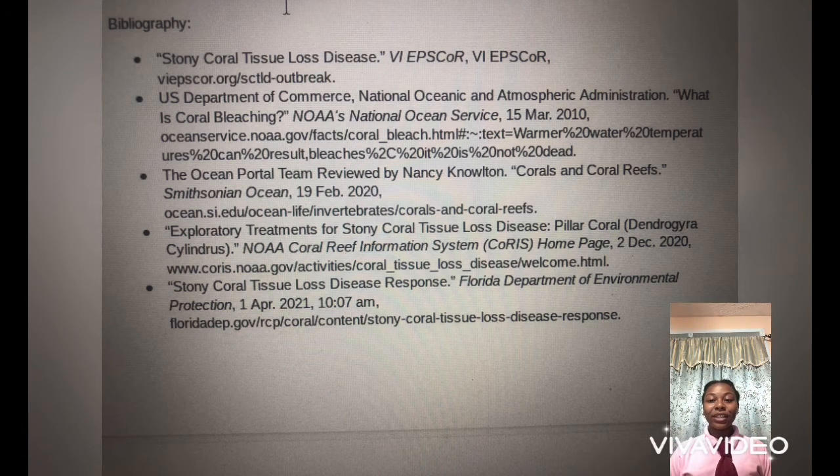The second bullet is from the U.S. Department of Commerce, which focuses on the National Oceanic and Atmospheric Administration. The question of this article is, what is coral bleaching? It explains what coral bleaching is, how it affects the corals, and what we can do. And the third bullet is the Ocean Portal team, and this title is Corals and Coral Reefs. Basically, it talks about what corals are, how they affect man.